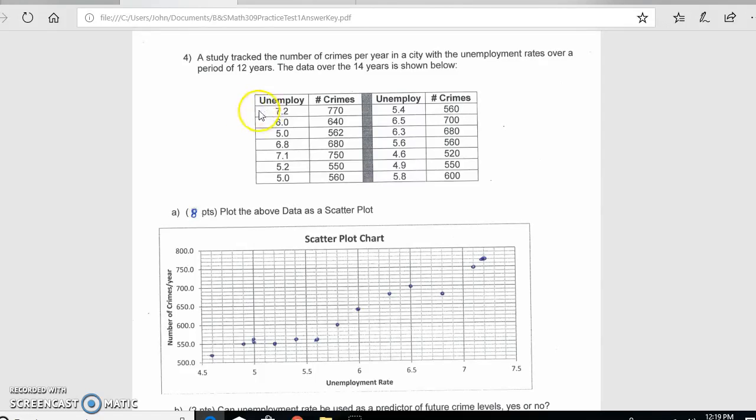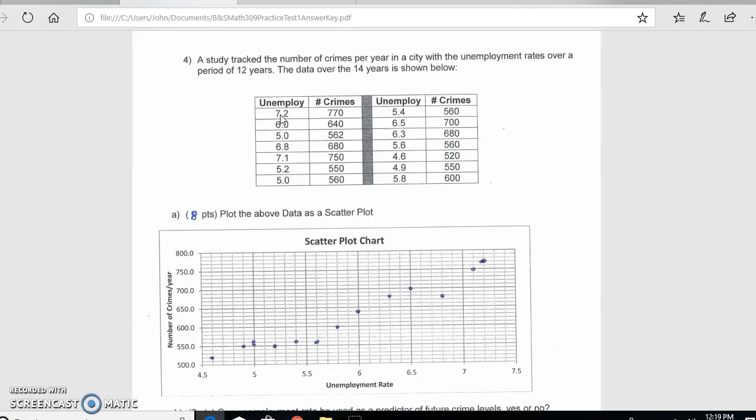And so we have the data for the 14 years. For example, in the first year we had unemployment that was 7.2% and the number of crimes was 770. In the second year the unemployment rate was 6.0%. The number of crimes was 640. Third year the unemployment was 5.0. The number of crimes was 562. And so on down through each of the 14 years. And we want to see if there is a relationship between the unemployment rate and the number of crimes.